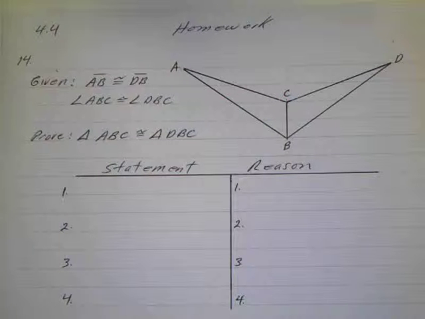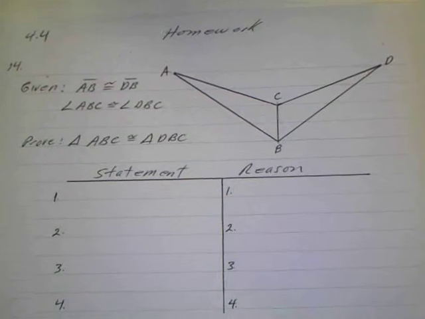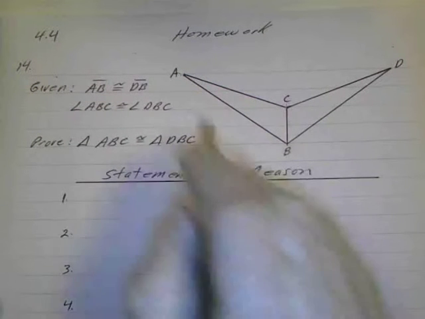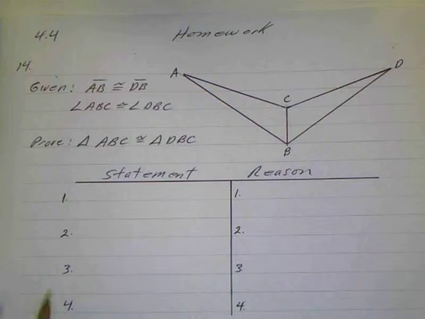Okay, some more problems from section 4.4, a couple more proofs, and this is number 14. We had to add a little bit to this, so this is what it should look like. This is the sketch. And they'd given us some sides, so I filled that in. And we had to put the letters in so we could get it in the right form for proof.